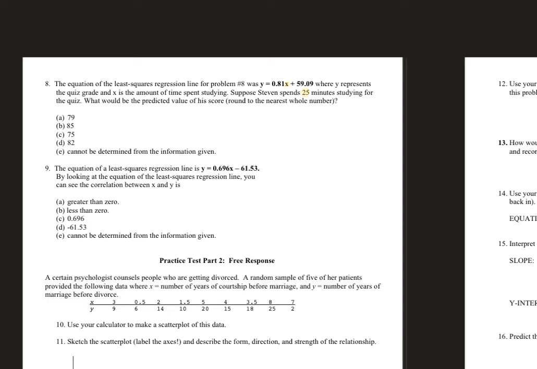So plugging that into my least squares regression, I have 0.81, and then we're going to plug in 25, plus 59.09. When we plug that in, we get approximately 79.34. So the predicted value of his score rounded to the nearest whole number would be 79.